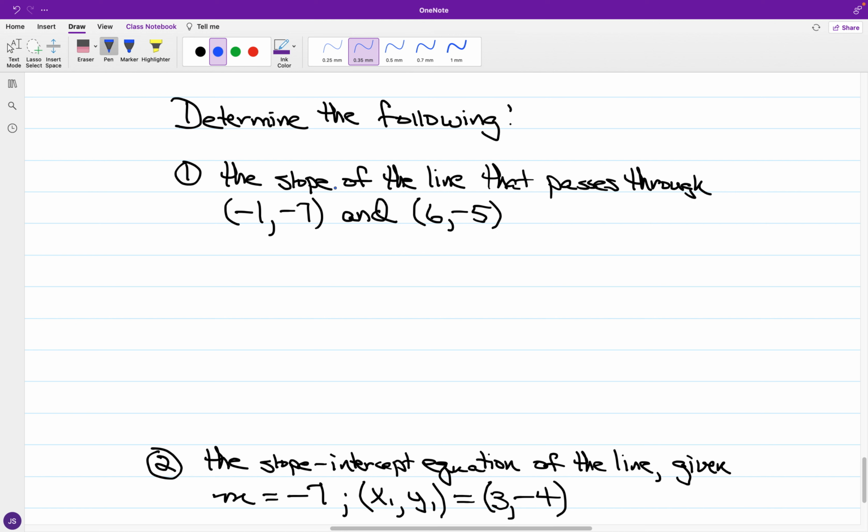Okay, first of all, we're looking just for the slope of the line that's going to pass through these 2 points. So you have negative 1, negative 7, as well as 6, negative 5. So we got it in the setup. Now we can have x1, y1 apply to either of these 2 points. We'll just let -1, -7 be the first set of x and y values, and have 6, -5 be the second set.